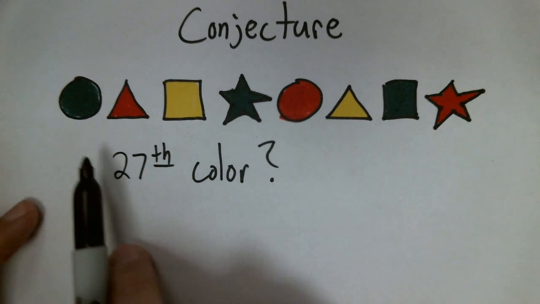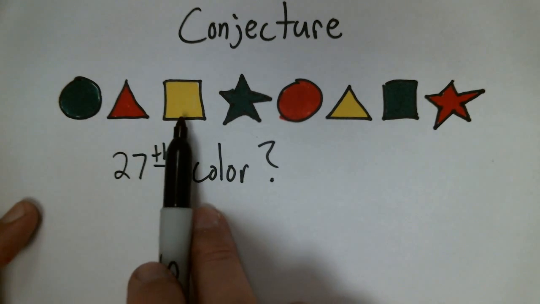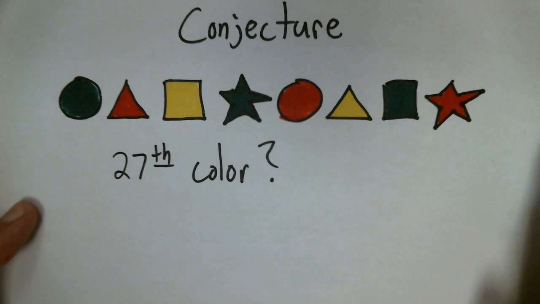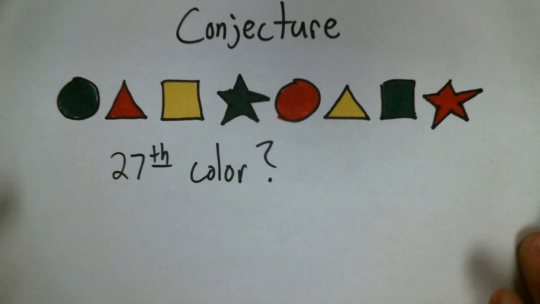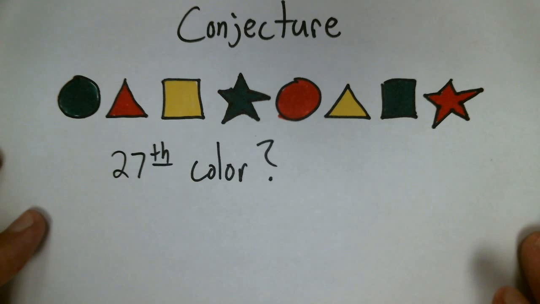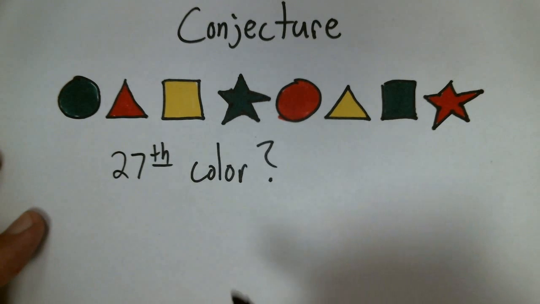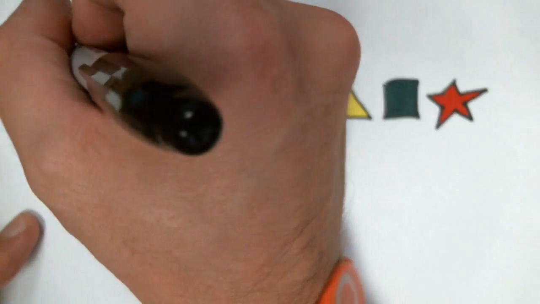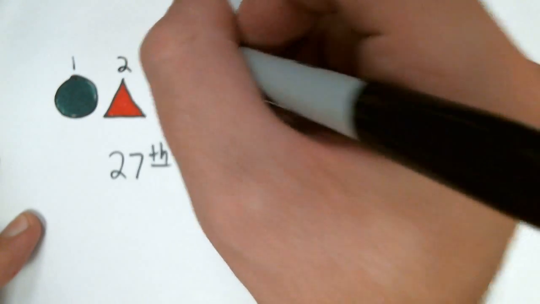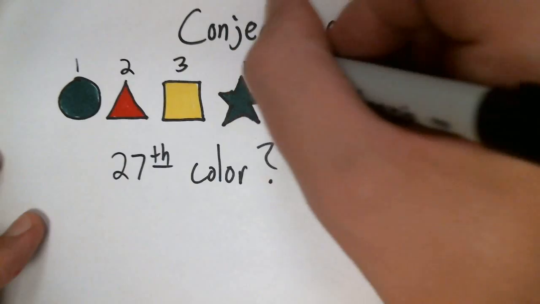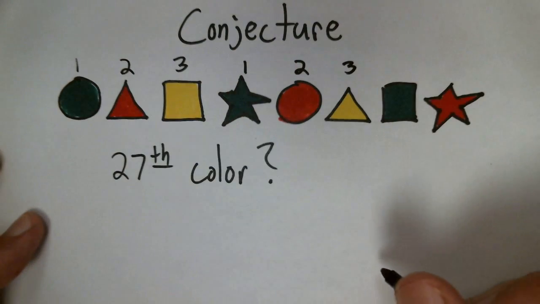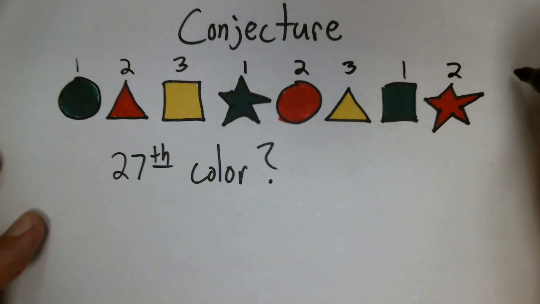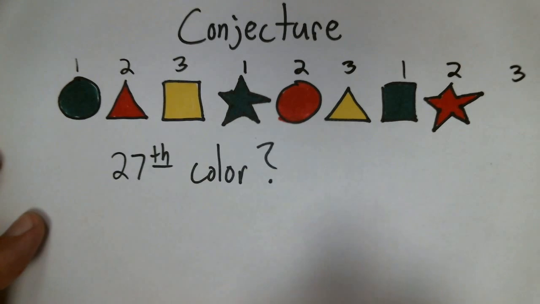Well, I could sit here and say green, red, yellow, green, red, yellow. I could keep doing that all the way up until I got to 27. Man, that's a lot of work. There's an easier way if we find the pattern. The way I do it is I figure out how many different colors we have. I have green, red, yellow. Green, red, and of course the next one will be yellow. I have three different colors.